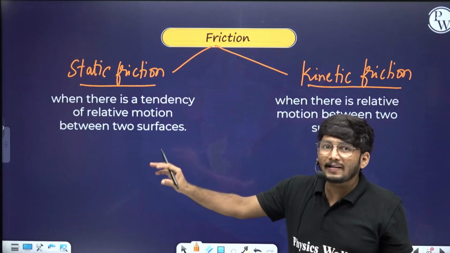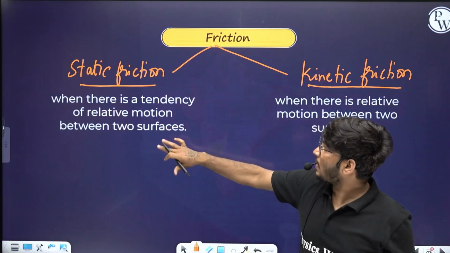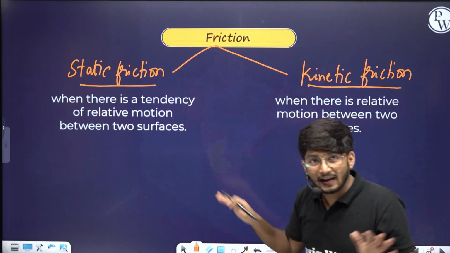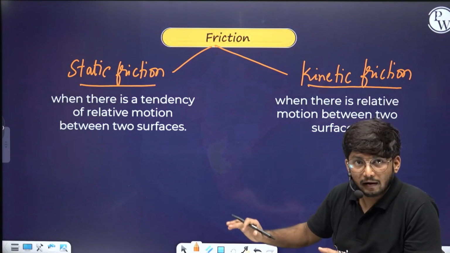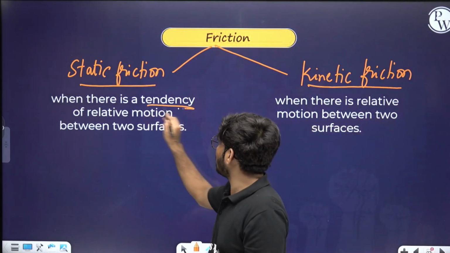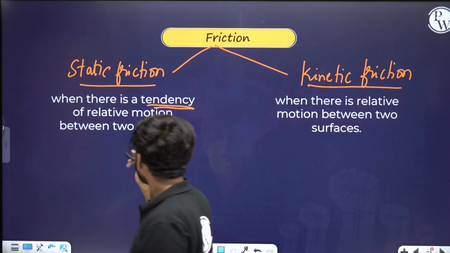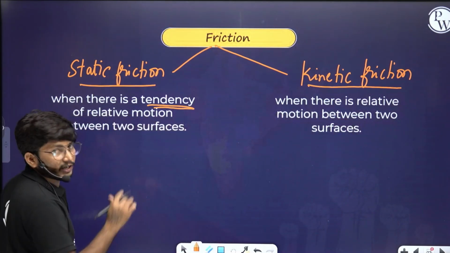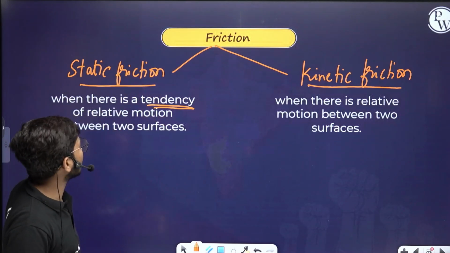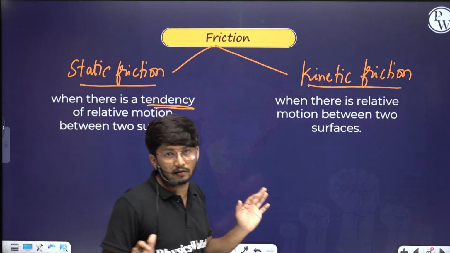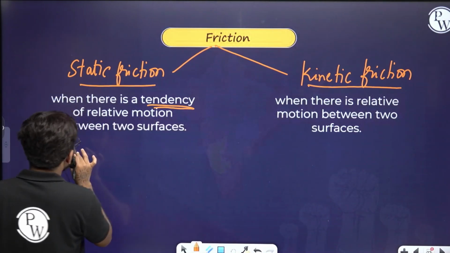So the static friction is there whenever there is a tendency of relative motion. The block is not moving although I am applying force, but there is a tendency of motion, a tendency of relative slipping. In that case, there is a friction acting between the surfaces. That friction we call static friction between the two surfaces. We represent this static friction by FS.